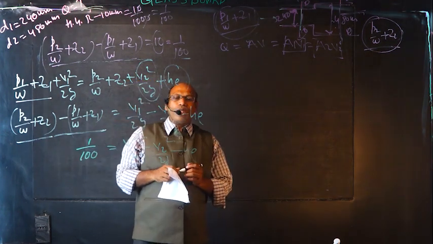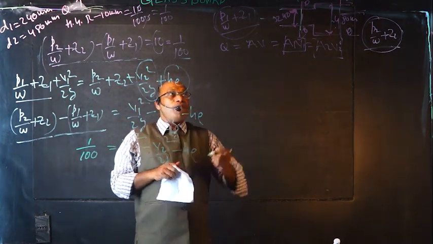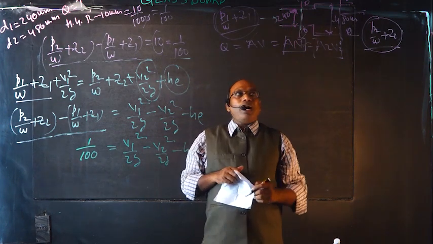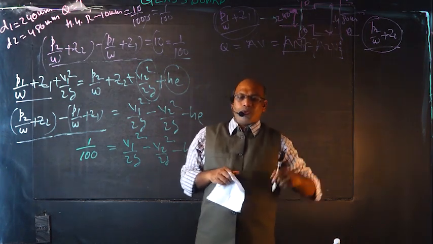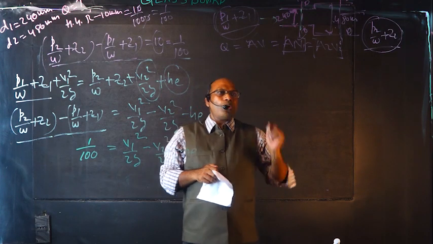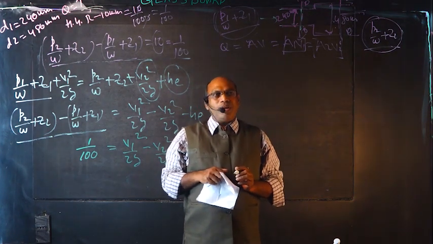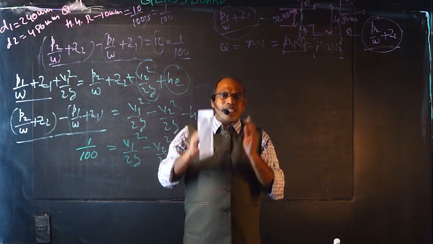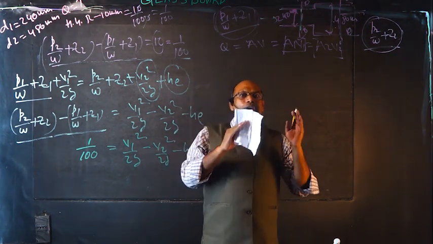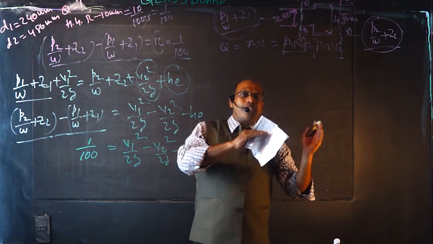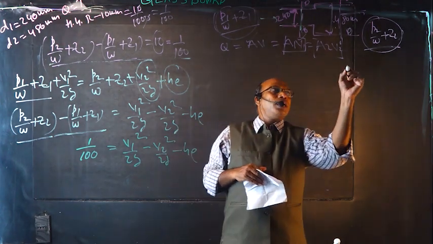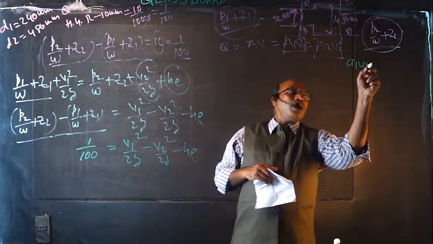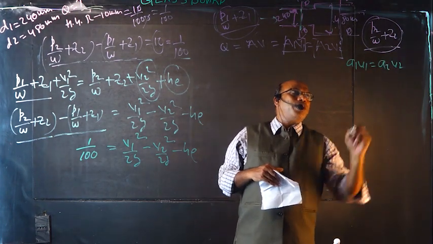Now we are going to develop the relation between the velocity at section 1-1 and the velocity at section 2-2. For that, we apply the continuity equation. What is the continuity equation? The cross-sectional area into velocity at section 1-1 must be equal to the cross-sectional area into velocity at section 2-2. Therefore, A1 V1 is equal to A2 V2.